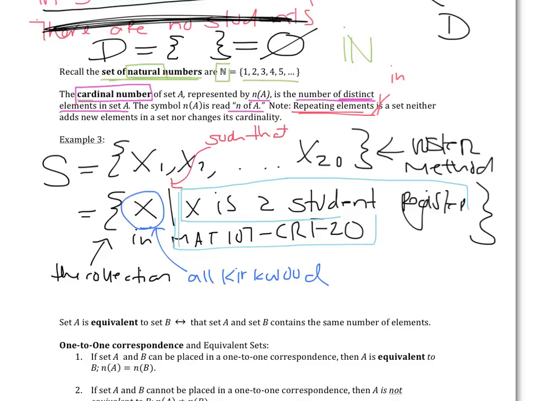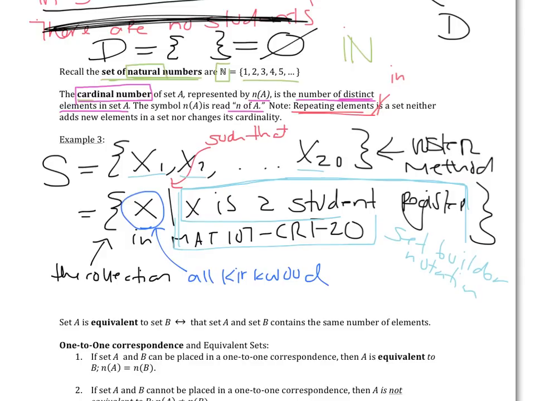Well, there are only 20 students. These are all the light blue. These 20 students are registered in my class. So, okay, that's set builder notation. It's just another way of writing a set.